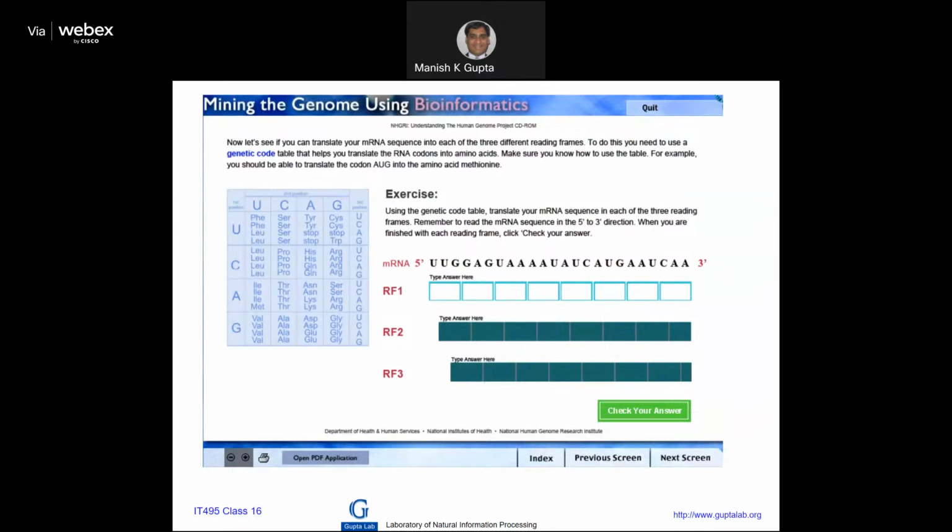I have to look at the reading frames. One way of reading will be: I start from the first base. So reading frame 1, in this direction, is UUG, then GAG, then UAA, then AAU. Can you fill in the corresponding amino acids? UUG is what from here? See, UUG is leucine, LEU.